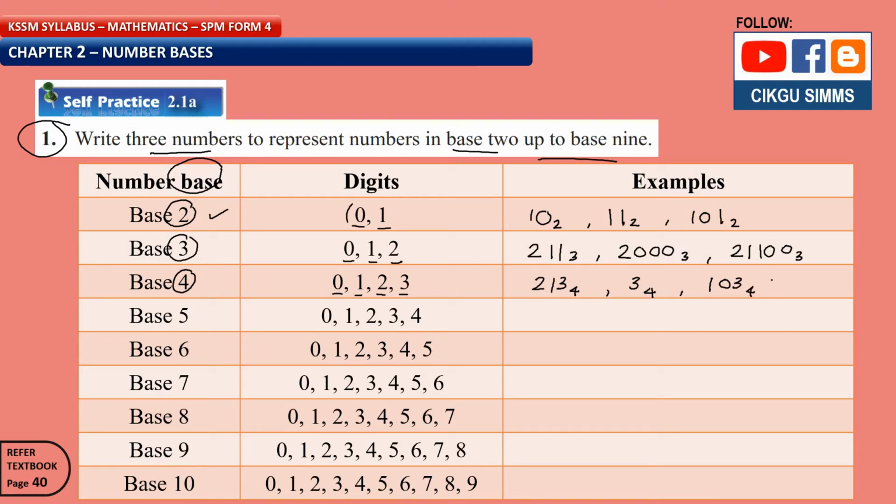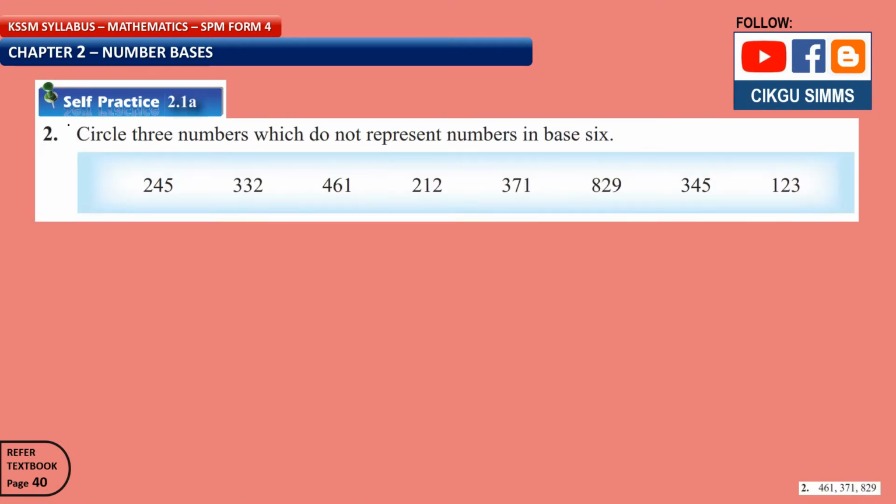103 base 4. Okay, so you just use these digits to form the numbers. The same thing goes to base 5 until base 10. Okay, so let us see question 2. Circle 3 numbers which do not represent numbers in base 6.